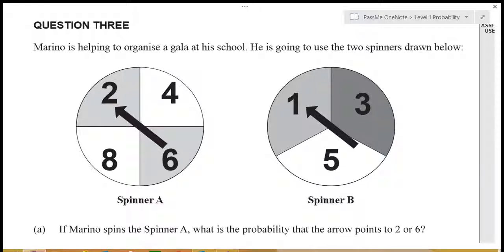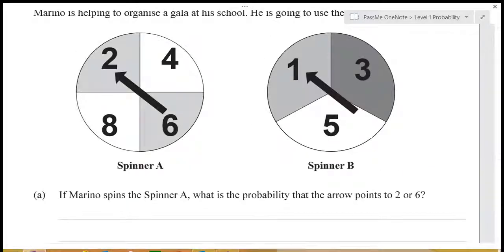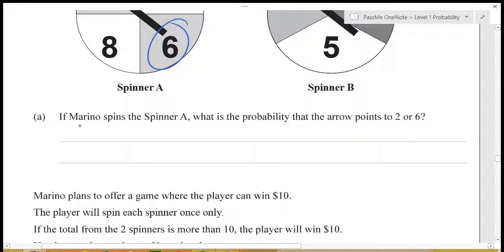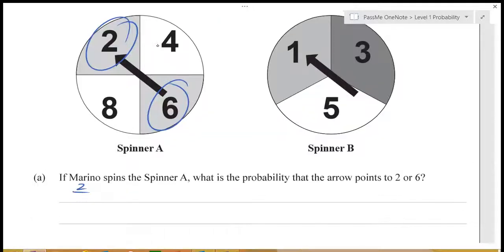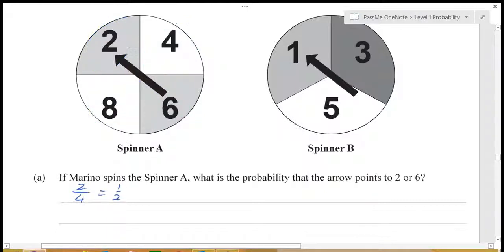Looking at this question here, we've got a situation with some spinners. The first question is asking what happens if we spin spinner A, what's the probability of getting a 2 or a 6? When we look at spinner A, we've got 2 and 6 here, so that's 2 possibilities out of a total of 4. And so 2 over 4 is a half all up, and that's it.